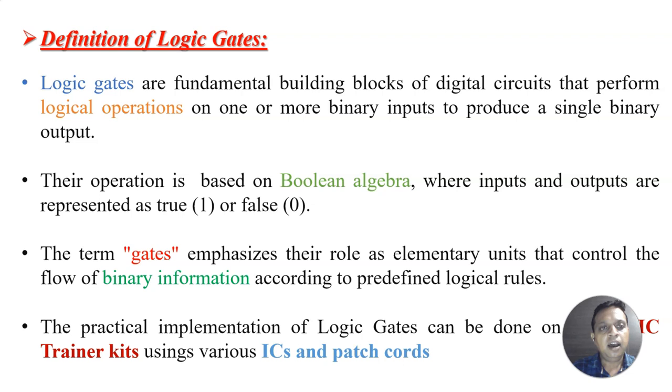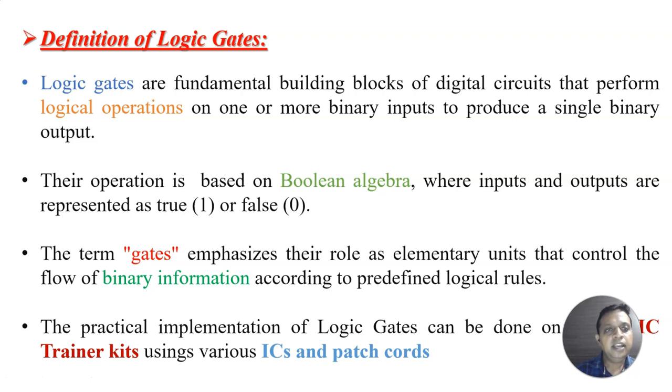These logical operations are performed on one or more binary inputs to produce a single binary output. As we know, digital circuits understand only the language of binary, that is 0 and 1. Next, their operation is based on Boolean expressions or Boolean algebra, named after the scientist Boole, where the inputs and outputs are represented as either true, which has the value of 1, or false, which has the value of 0. So as previously stated, digital circuits understand only the language of zeros and ones.